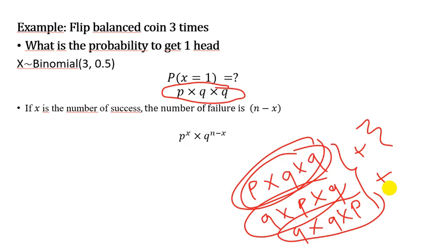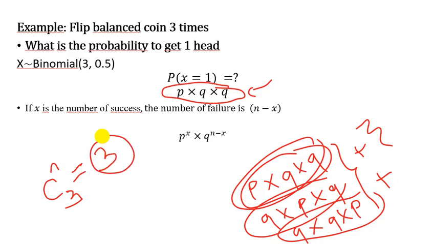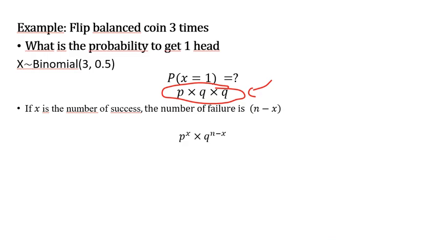Now how to find the number of ways I can get it? Actually it's the combination of getting one head among 3 trials. So it is a combination. Simply it says that it equals 3. That means I have 3 different ways to get one head among 3 trials. So the final formula for the binomial distribution is this part, but we need to multiply it by the number of ways to get it. The number of ways is simply the combination of getting x from n.